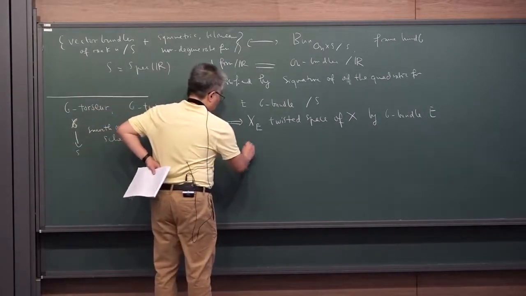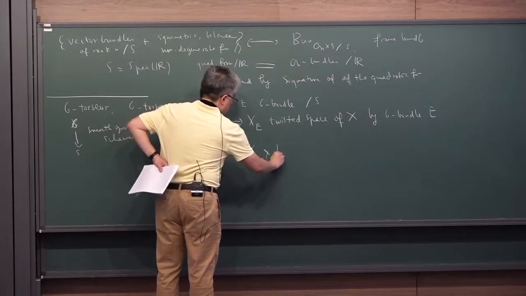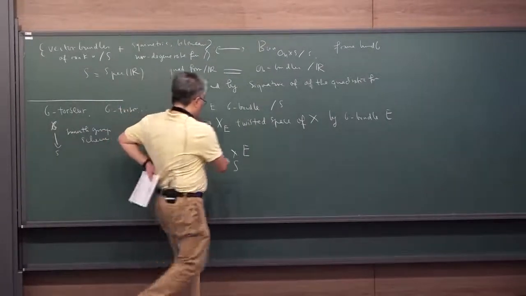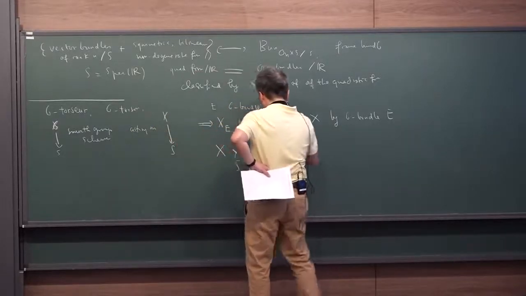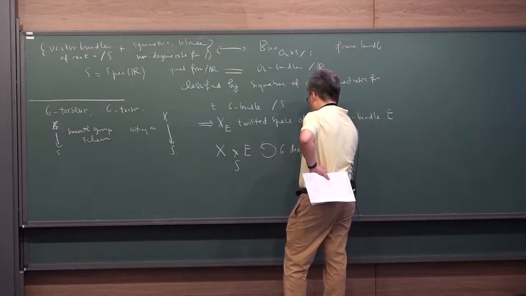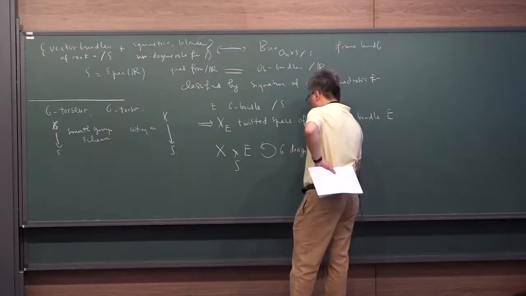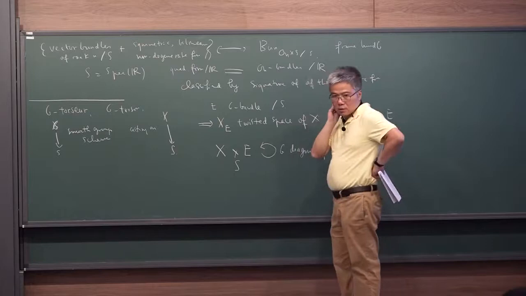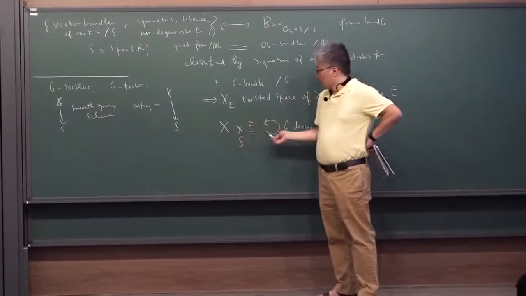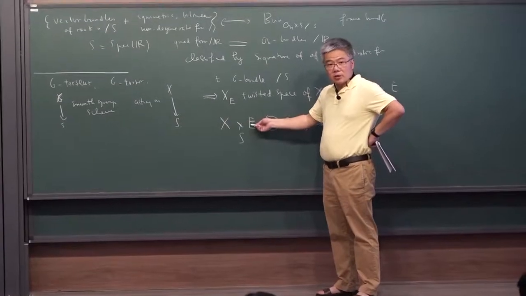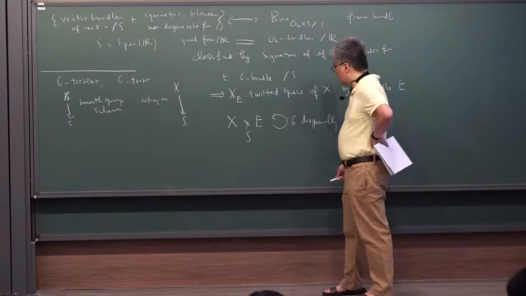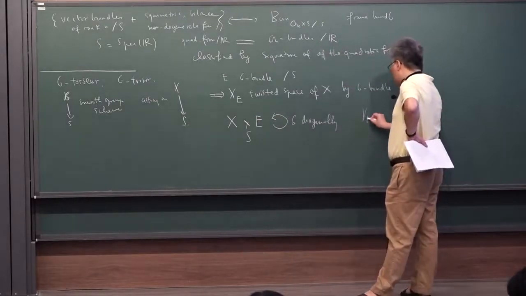You just look at X times S, P, the fiber product X over P. And on this we have actually G, we have G acting by diagonal. So G acts on X by the given action and on E by the bundling action. And now we consider the diagonal action and define X twisted by E as a quotient.